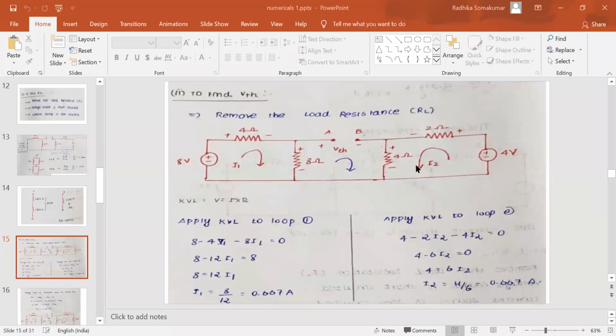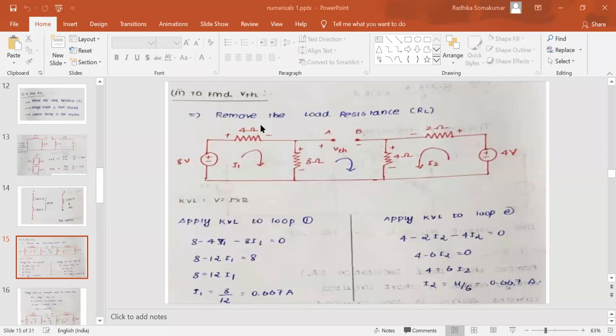Either you can mark it in the clockwise direction, or in the anti-clockwise direction. Since you just have one voltage source in this mesh, the current should be in the anti-clockwise direction. But if you are used to taking the direction of current always in the clockwise direction, nothing wrong in that. Mark your current in the clockwise direction, and you can write the KVL equations. First, let me apply the KVL equation for the first mesh. Can anyone tell me how to write the KVL equation over here?